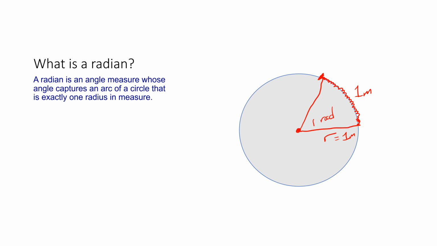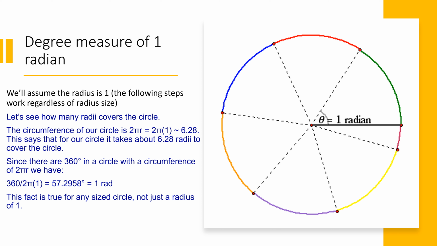So that's essentially what a radian is. It's basically another way to measure an angle. It's another, I guess, unit of measurement. Now we'll talk about the degree measure of 1 radian.